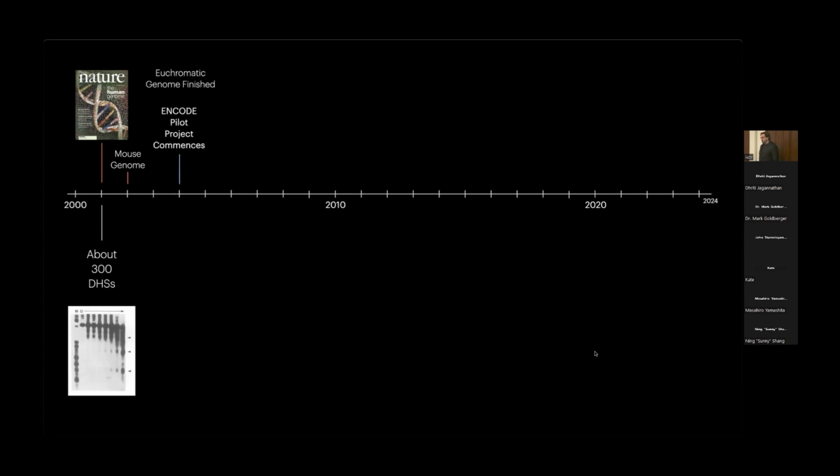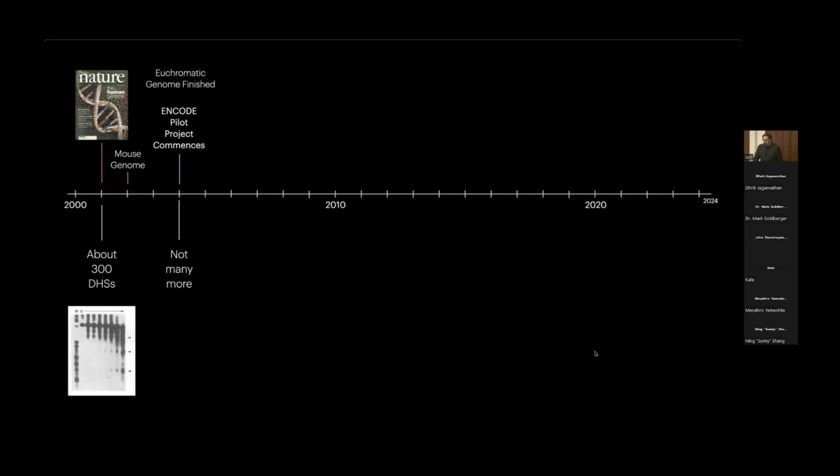So the ENCODE pilot project started in 2003, which is the same year that the euchromatic genome was finished. And basically, the goal of this project was essentially built around finding and mapping regulatory elements. And also, people may forget that the project was also charged with getting a complete gene map. And so the gene maps that you see out there, RefSeq, GENCODE, et cetera, these were all projects that came out of ENCODE. So ENCODE not only in this first phase put together all the transcript models, but spent a massive amount of money validating them empirically that they were all good.